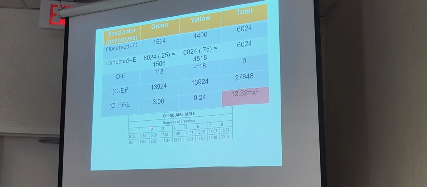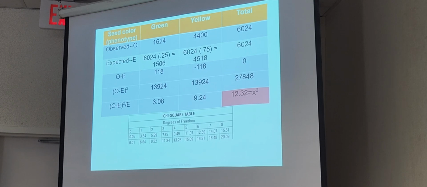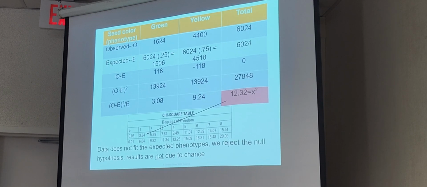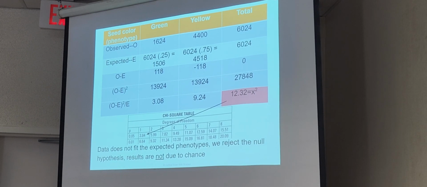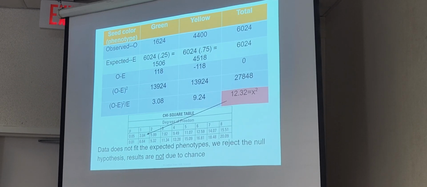One. Is 12.32 larger than 3.84? Yes. So we reject the null hypothesis. So the results are not due to chance. There's something else happening in that situation that is making yellow more dominant than green. We have no idea what it is, we can't say what it is.